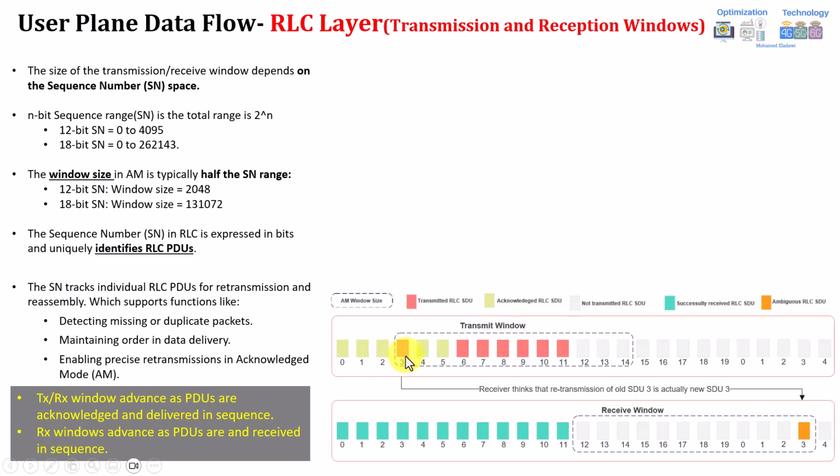As you understand now from the previous examples, the window will stop here, right? It cannot advance until this one is acknowledged, and also the others. So it will stop here. If this one is acknowledged, it will move to start from 6 here.